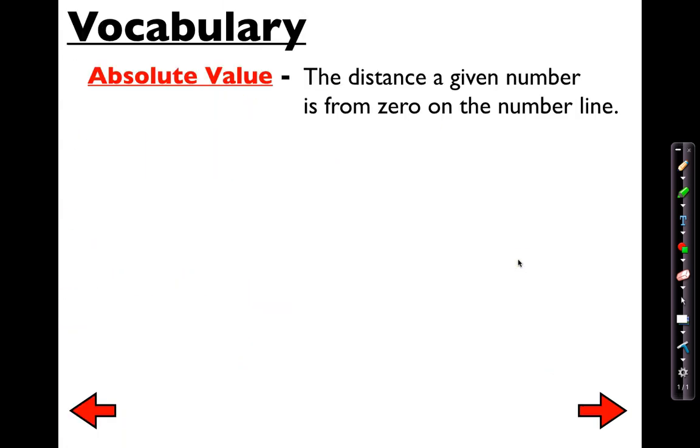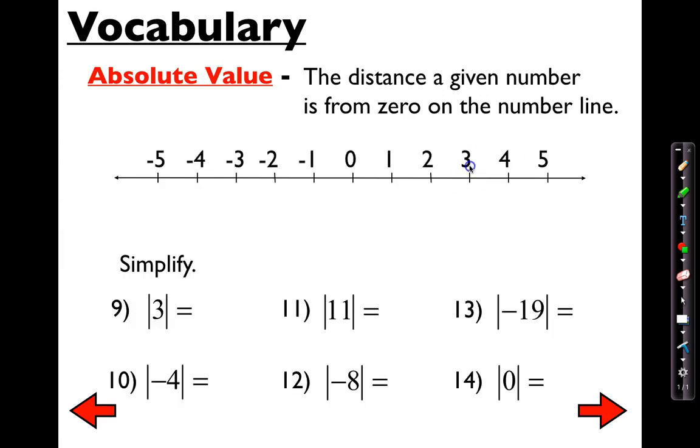So absolute value is the distance of a number from 0 on a number line. So here, let's see. If we take the absolute value of 3, how far is 3 from 0? Well, it's 1, 2, 3 away. So I would say the answer is 3. Okay, number 10, what's the absolute value of negative 4? Well, negative 4 is here. How far is it from 0? 1, 2, 3, 4. So that would be 4. So here, we don't see 11 in our number line, but we know how far 11 is from 0. It's going to be 11. What about negative 8? Again, we don't see it on our number line, but if you consider how far negative 8 is from 0, I would say it's 8.